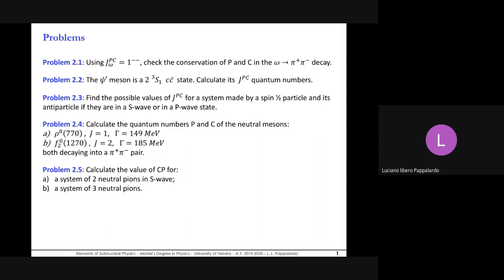Problem 2.5. Calculate the value of CP for a system of 2 neutral pions in an S-wave and for a system of 3 neutral pions.